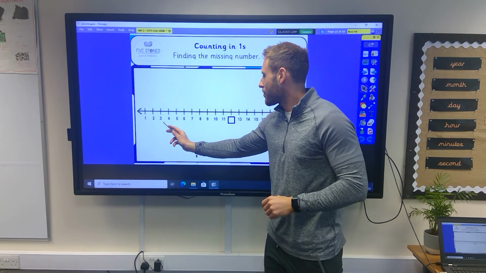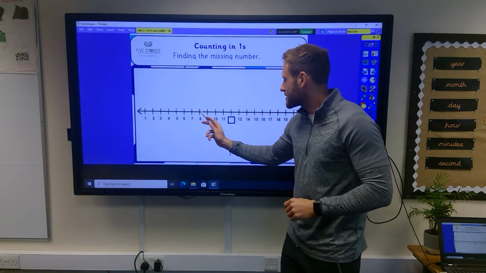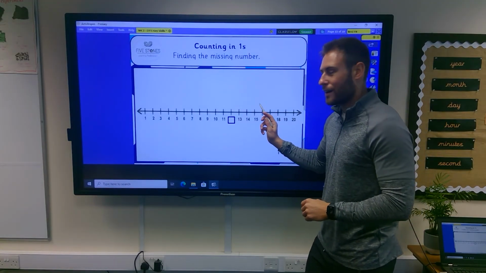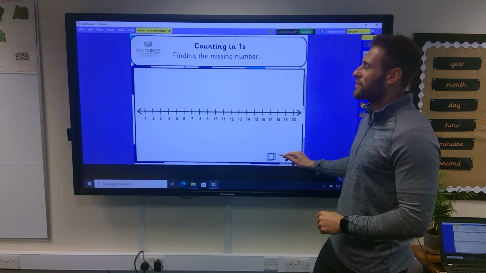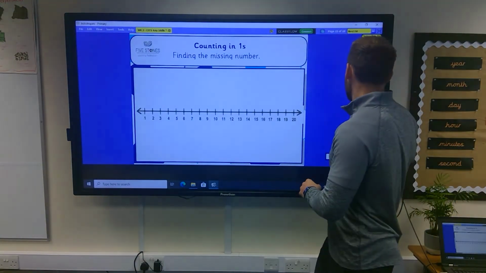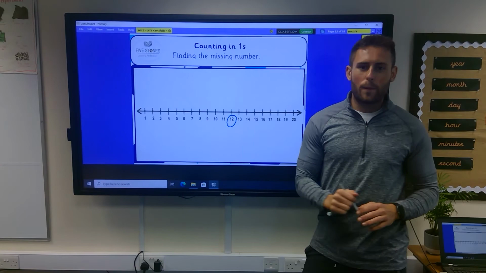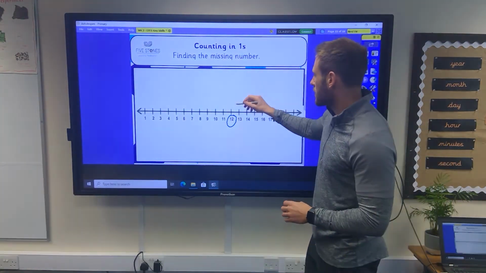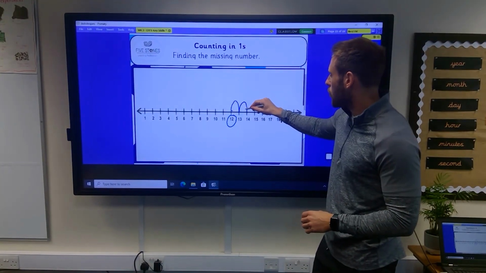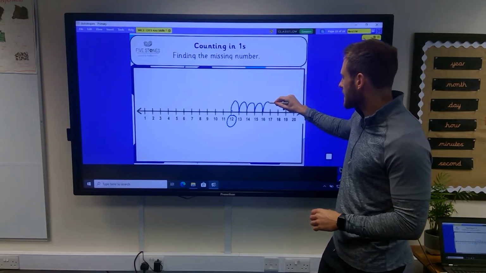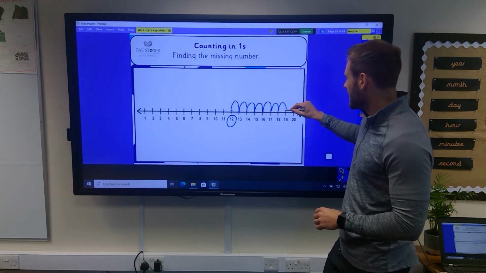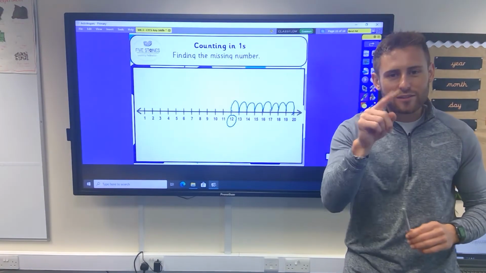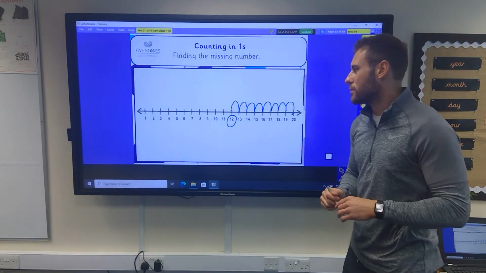1, 2, 3, 4, 5, 6, 7, 8, 9, 10, 11. Yes, well done if you managed to say the number 12. 12 was our missing number. Let's keep counting from 12 to this number here. 12, 13, 14, 15, 16, 17, 18, 19. Yes, this is the number 20. Well done for recognising that 2-digit number there.